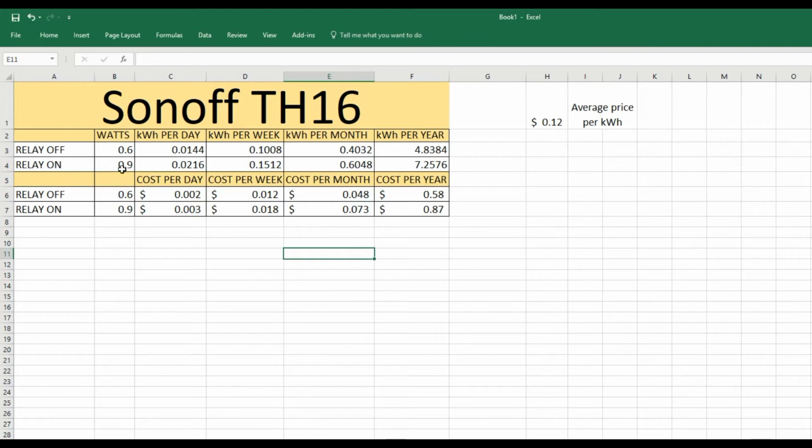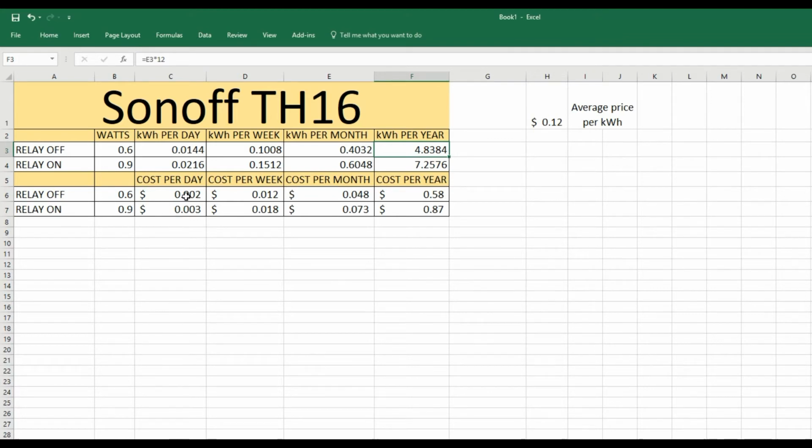So when the relay is off, it uses this much. To calculate the kilowatt-hours per day, I took this number divided by 1,000 to get the kilowatt-hours this thing is using. Then for 24 hours plugged in, I multiplied by 24, and I got this. To get the week, I multiplied the per-day number by 7. Per month, I took this times 4, because there are 4 weeks in a month. And there are 12 months in a year, so I took this number times 12 to get that.